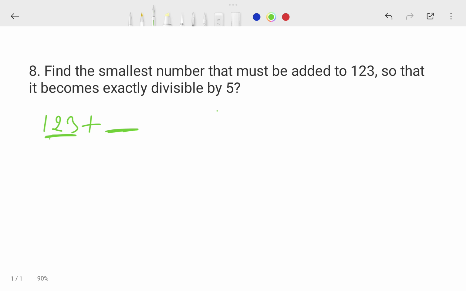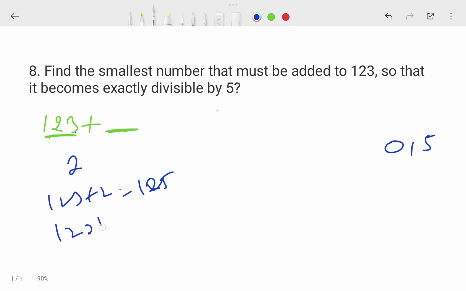So we know the divisibility rule of 5: the last digit must be 0 or 5. If you make the last digit 5, then it is going to be divisible. So how can you make the last digit 5? You can add 2, then 123 becomes 125. Otherwise you can add 7 also, and 123 plus 7 is 130. It's also divisible by 5.